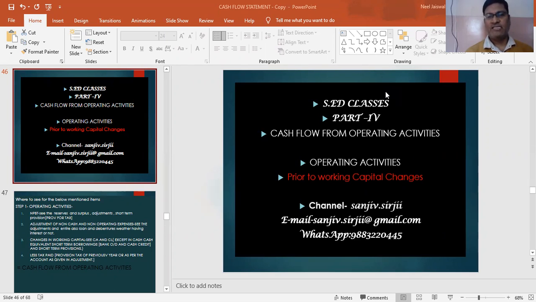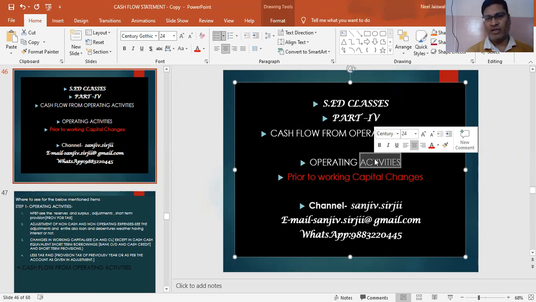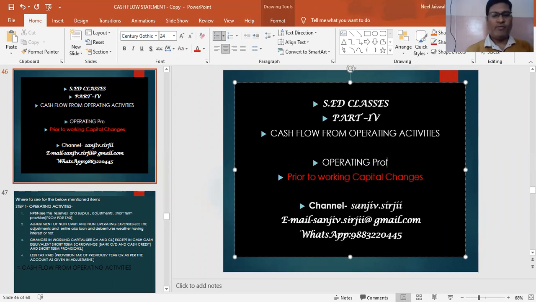Second part, that is, we will be doing prior to working capital changes. Means we will be only seeing the operating activities. Cash flow from operating activities means we will be only getting the operating profit over here. Calculation of operating profit, that only we will be noticing over here.